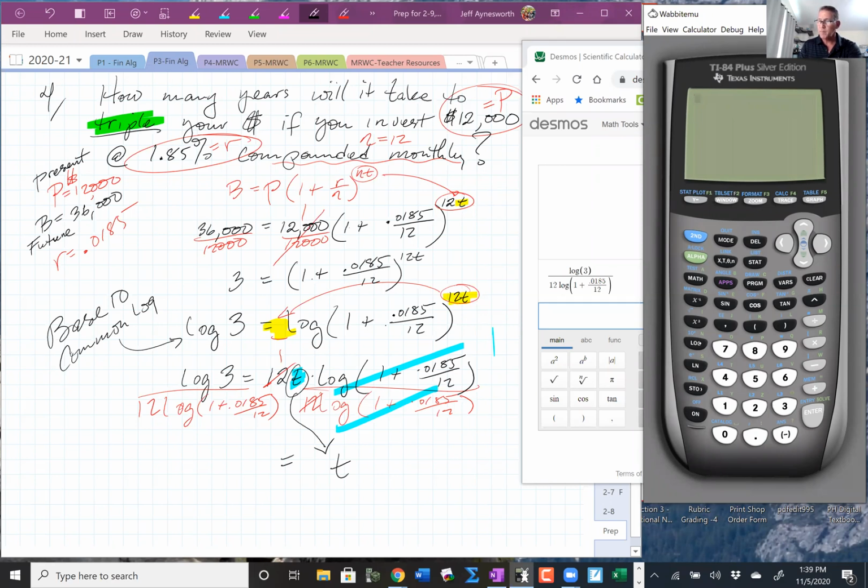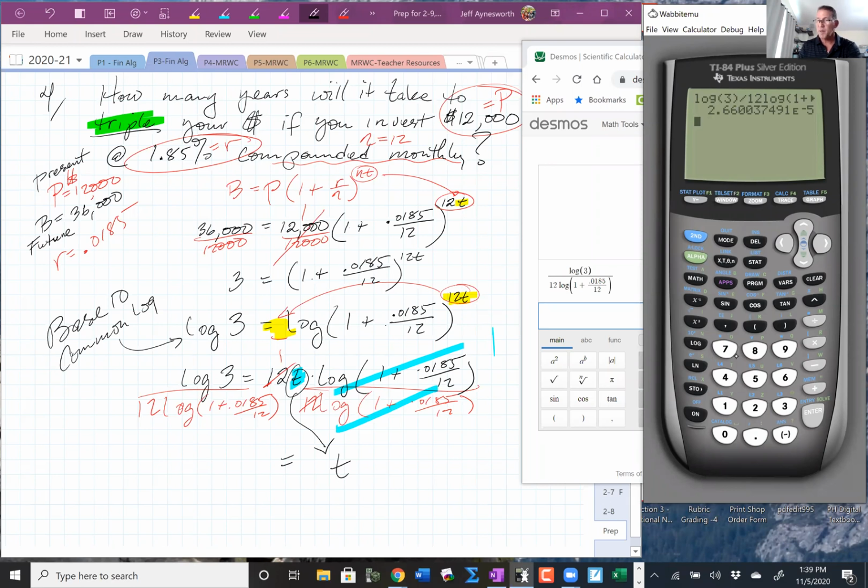I'm going to enter in log. And I'm going to type in log of 3. Did you close off the 3 first of all? Yes. Okay, just keep your eyes on my calculator here. So I'm gonna divide it by. Now, at this point, did you just enter in 12 and then log of 1 plus 0.0185 divided by 12? Is that how you entered? That's how I entered it, and then you got this number here, crazy number, right? Yeah. Okay, so this is what happened.